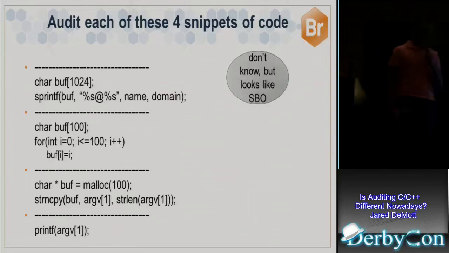So the way sprintf works, it's like printf, but instead of printing to standard out, we print to a buffer, right? So you're going to print maybe like jared.demott@bromium.com or whatever the name and domain is, but the thing is we don't really know how big name and domain are, right? And so the reason that code like this is problematic is that maybe somewhere earlier in the code they checked to make sure that those lengths were okay. Maybe they didn't.